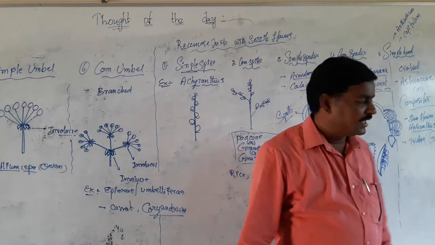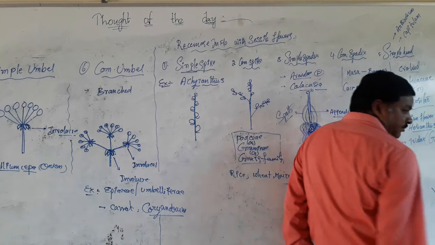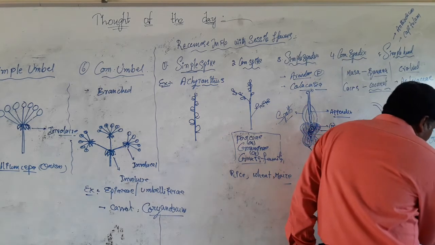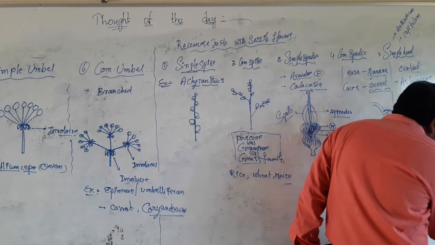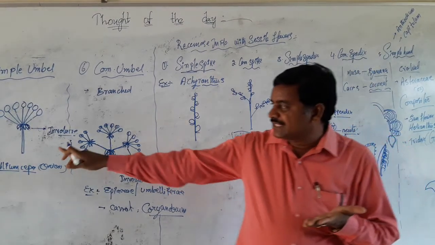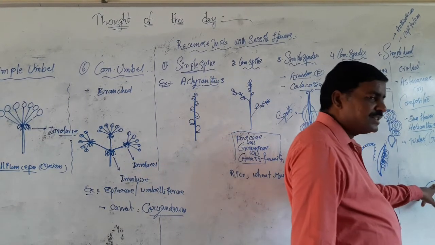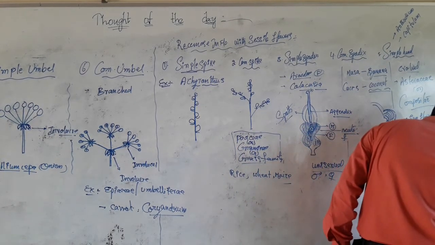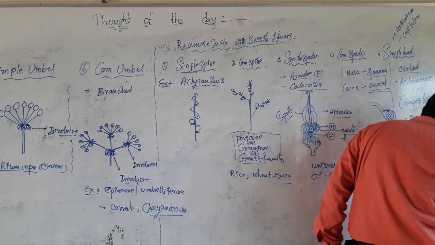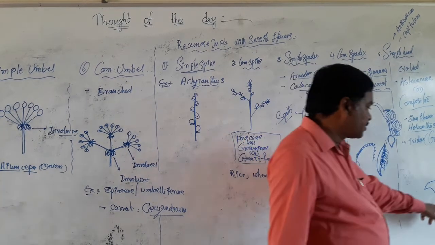Now let us look at the structure of the inflorescence. This is the peduncle. This is a simple type of inflorescence, so the peduncle is unbranched. The peduncle is condensed into a disc-like structure like this. This is the disc, and this disc is called the receptacle. The peduncle is unbranched and condensed into a disc-like structure, called the receptacle.